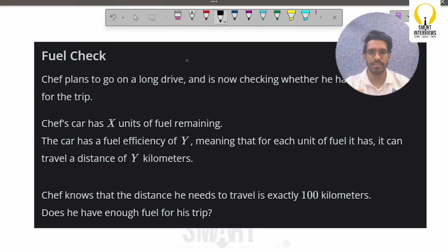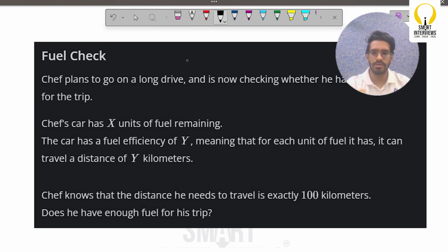So today we will be solving few problems from Codechef Starters 111. Without any delay, let's start solving. Right, so let's start with the first problem of the day. The first problem is known as fuel check. Let us go through the problem statement and try to understand what exactly we have to figure out.